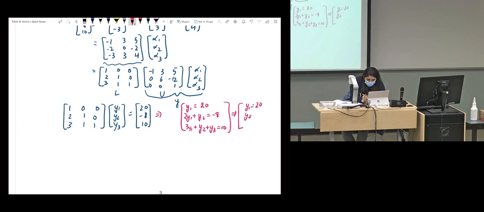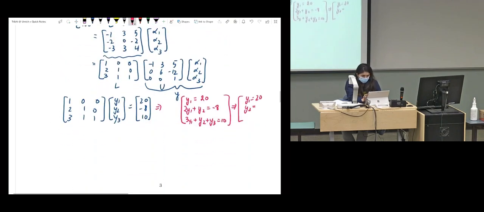You get y1 equals 20, then 2 times y1 plus y2 equals -8, and 3y1 plus y2 plus y3 equals 10. From there, I get y1 equals 20, y2 equals, was it 20? Okay, yeah, that was 20.